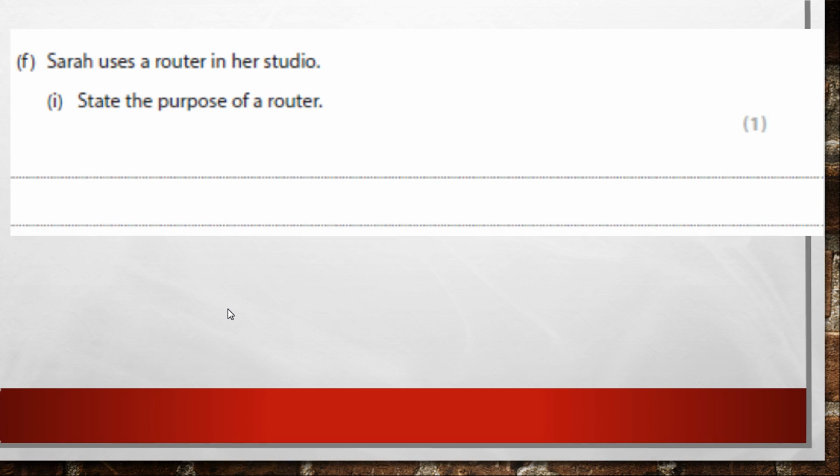Okay. F. Sarah uses a router in her studio. State the purpose of a router. Okay, so a router is basically, if you imagine if you've got internet at home and you've got your Sky router, your Sky box, your BT box, or whatever. Okay, imagine Sarah using a router in her studio. What would a router do? Think about what it does in your home. Okay, what's the functionality of that box that flashes sometimes?